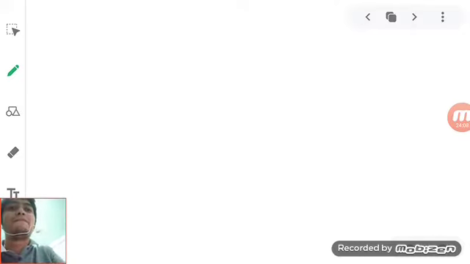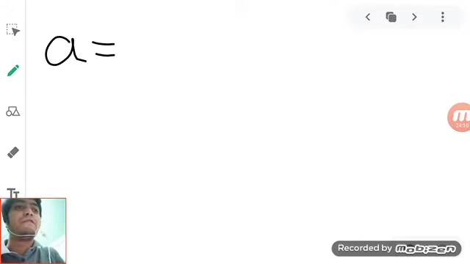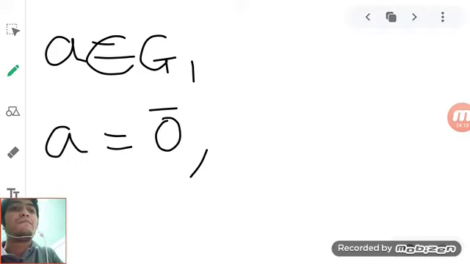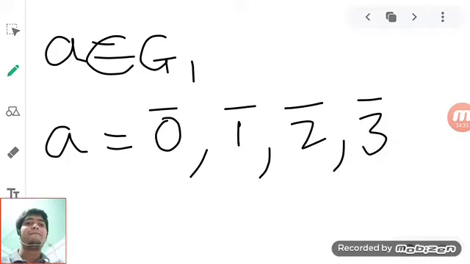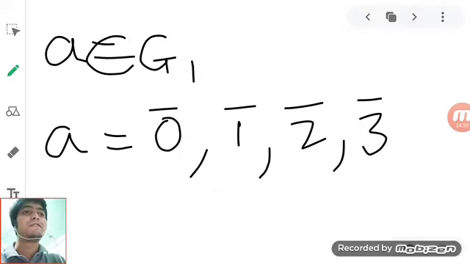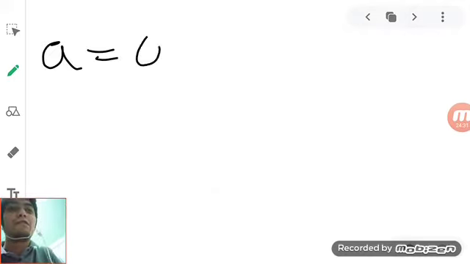So what are the possible values for A over here? A belongs to G. So the possible values for A are A equals 0 bar, 1 bar, 2 bar, and 3 bar, because G is in Z4, it will have 4 elements: 0 bar, 1 bar, 2 bar, and 3 bar. Now let us first take a look when A equals 0 bar.